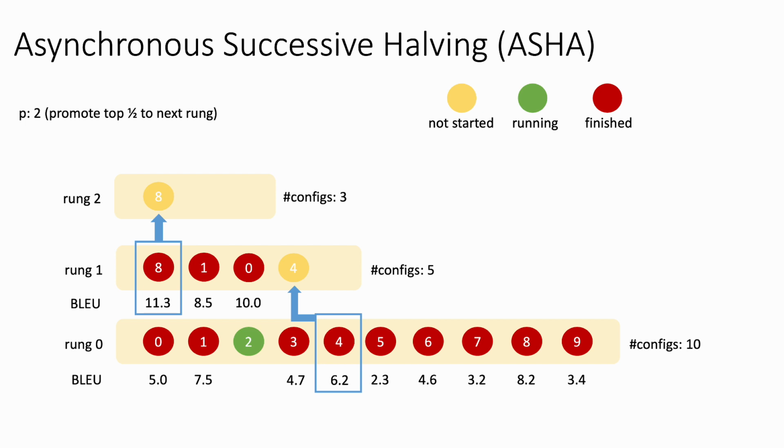For example, at this point of one ASHA running, we promote configuration 4 from run 0 to run 1, even though not all the jobs in run 0 are finished. Same for promoting configuration 8 from run 1 to run 2. This is asynchronous because we do not wait to promote until all the jobs in the run are finished.